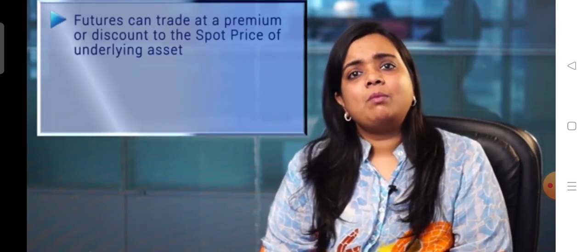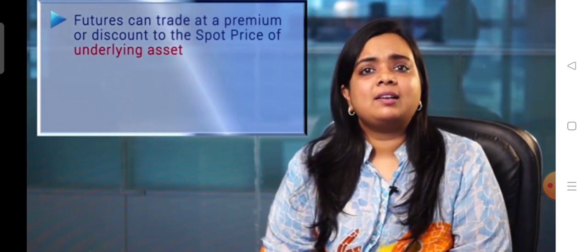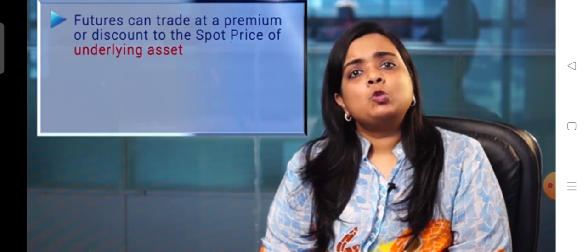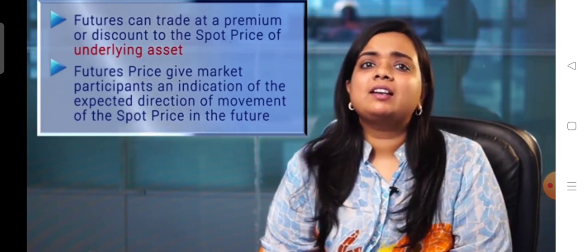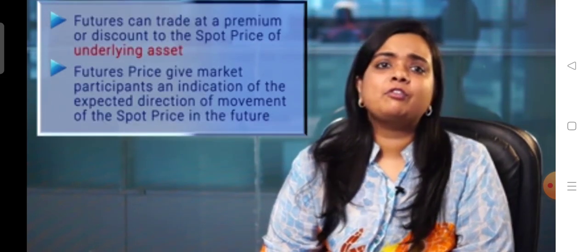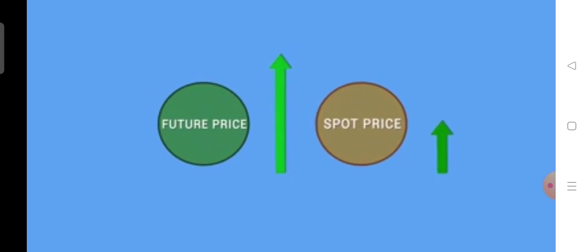Now according to this model, futures can trade at a premium or discount to the spot price of the underlying asset. And futures price gives market participants an indication of the expected direction of the movement of the spot price in the future. So for instance, if futures price is higher than the spot price of an underlying asset, market participants may expect the spot price to go up in the near future, and this expectedly rising market value of the futures contract is called a contango market.